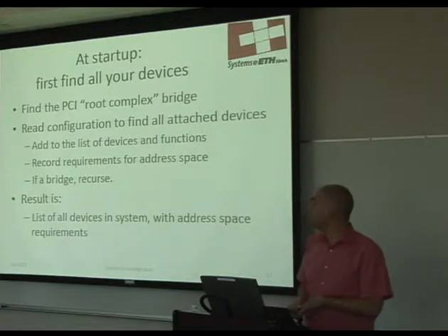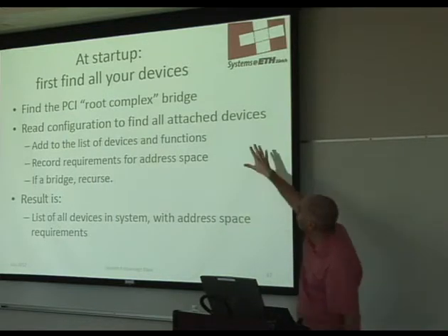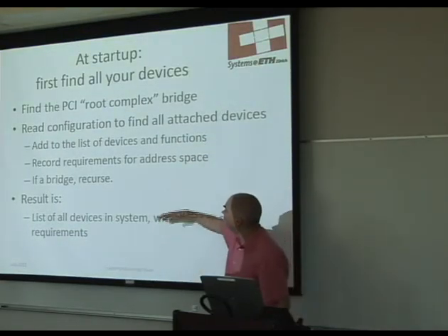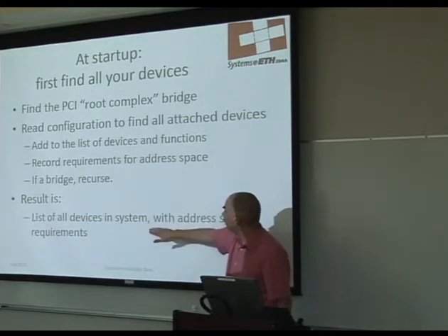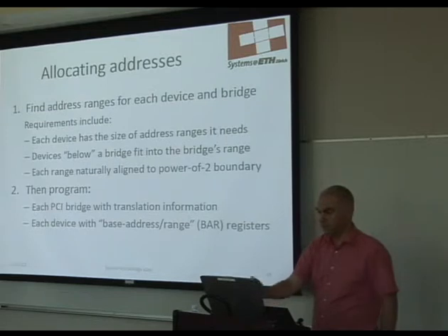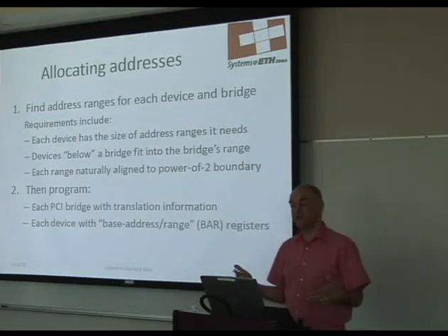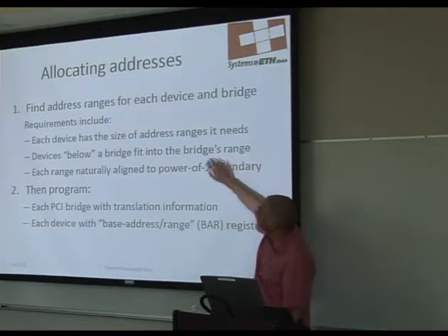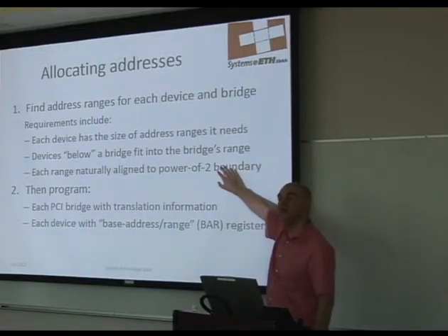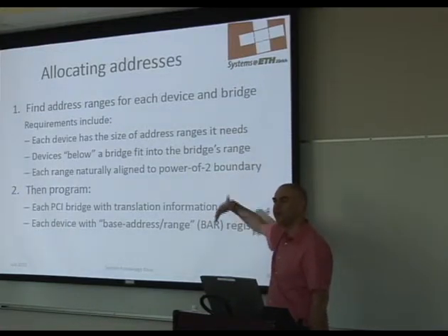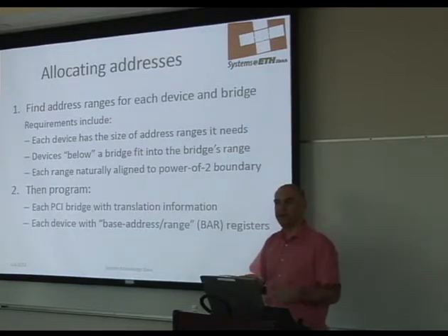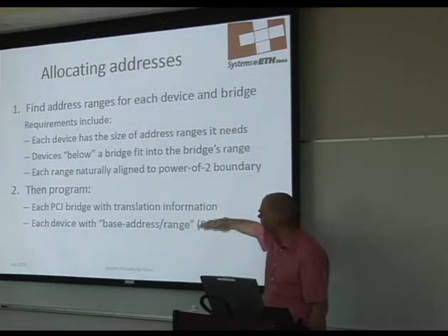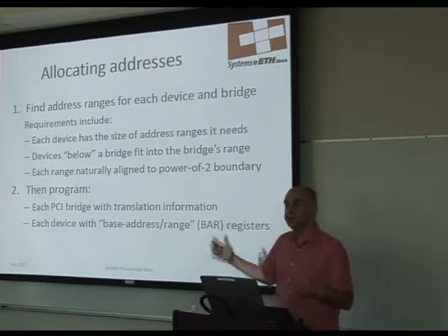So here's what you do. At startup, you find all your devices. You find the PCI root complex, read its configuration, find all the attached devices, just enumerate all the devices. Basically a breadth first search of the tree. To the bridge, you go down another level, get a list of all the devices in the system with their address space requirements. And then you find address ranges for each device and bridge. You need to make sure the devices below a bridge fit into its range. Every range has to be naturally aligned to its size. Okay. So 4K ranges have to be aligned on a 4K boundary, 2 megabyte ranges on a 2 megabyte boundary, and so on. And then you go down to each device and you write its bar registers to create this configuration.